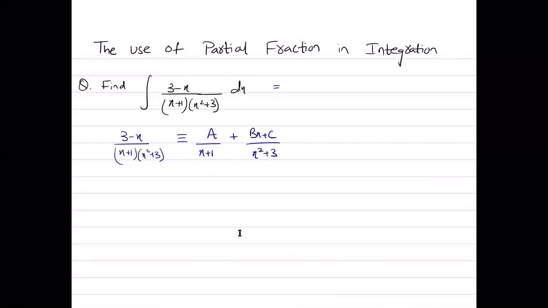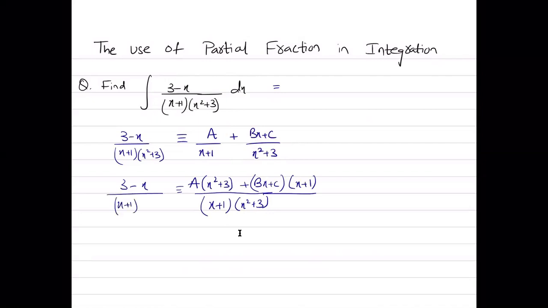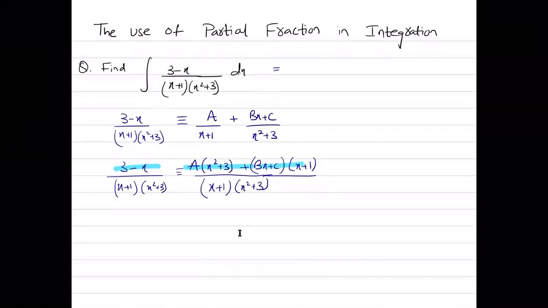Now that was the form of the partial fraction. To find the values of A, B and C, we are going to repeat the same drill. So A times (x squared plus 3) plus (Bx plus C) times (x plus 1) is equal to (3 minus x) over (x plus 1)(x squared plus 3). You can just compare the numerators because the denominators are already exactly the same. So therefore 3 minus x is A times (x squared plus 3) plus (Bx plus C) times (x plus 1).